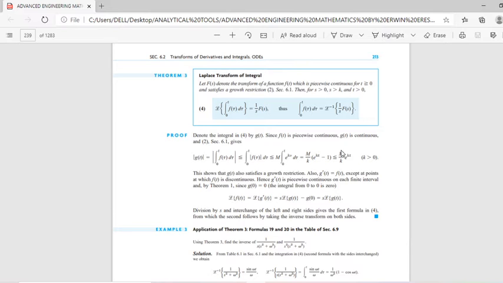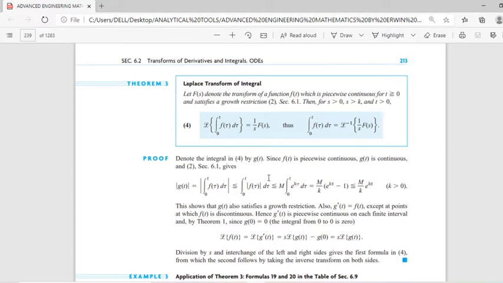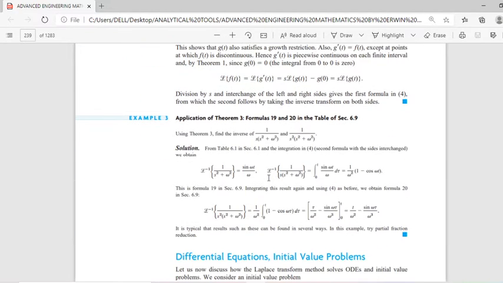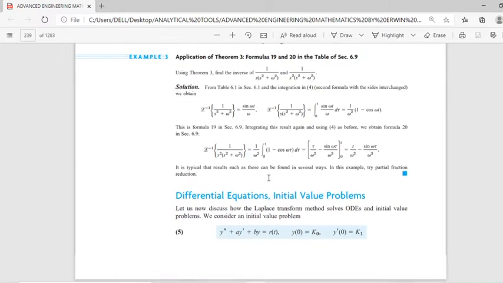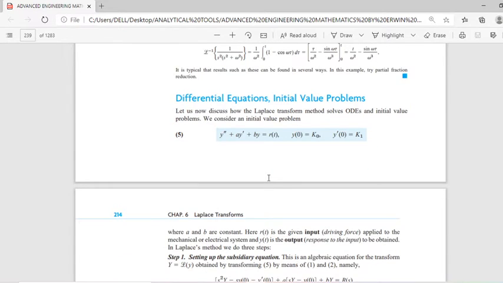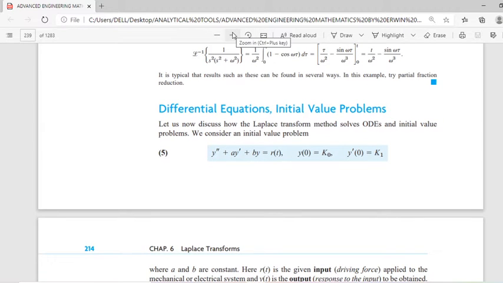I think we have discussed the Laplace transformation of the integral in the last class, and we have done two worked out problems. Now we come to the problems on differential equations, because we have already studied the method of finding the Laplace transformation of derivatives. So using that, we can find the original function. That is the beauty of this Laplace transformation application.